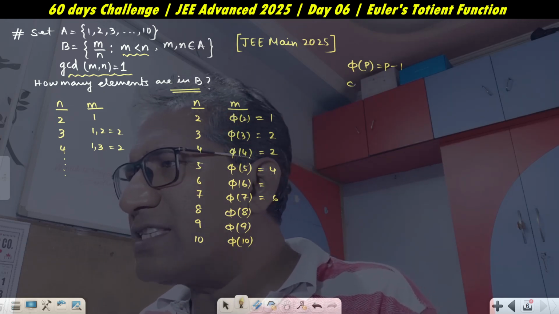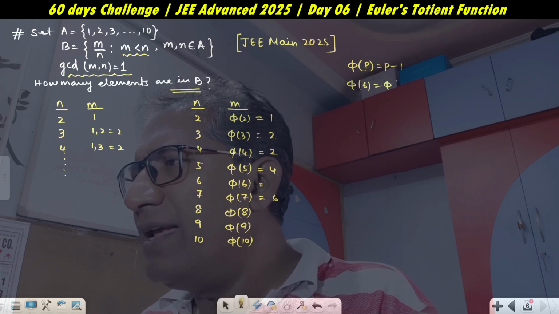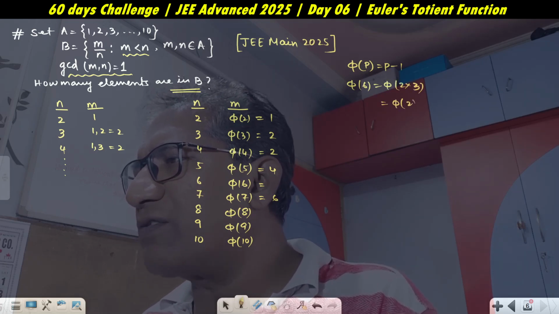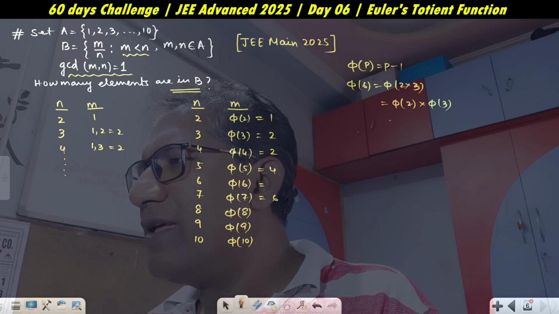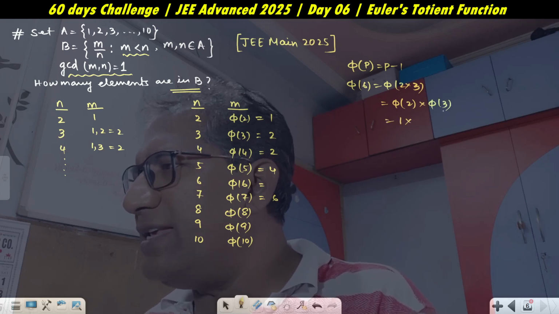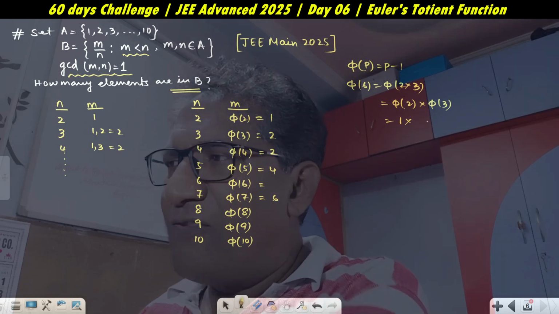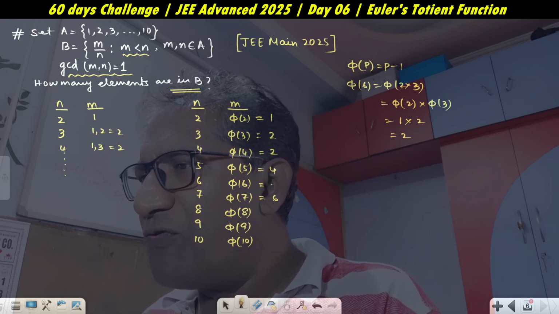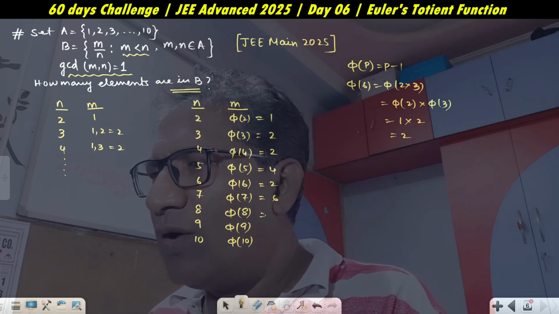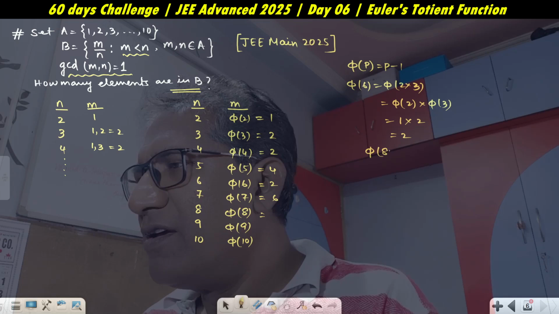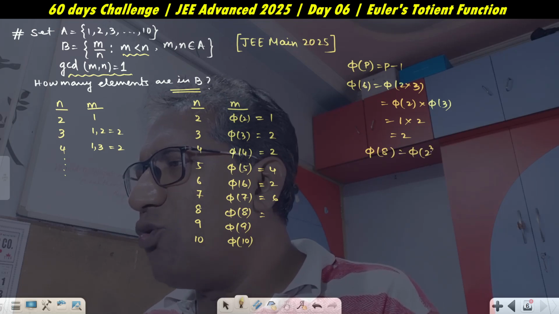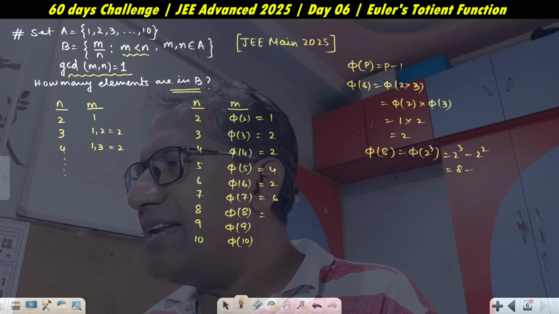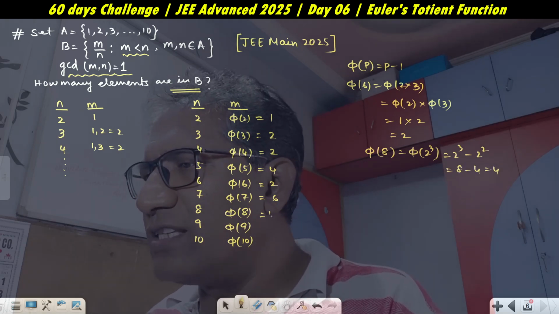So now what is phi of 6? Simple. It's phi of 2 into 3, so it is phi 2 into phi 3. Phi 2 is 1. Phi 3 is prime, so phi 3 will give us 2. So it is 2 only. So phi 6 is nothing but 2. What about phi 8? Phi 8 is basically phi of 2 cube, so 2 cube minus 2 square. That is 8 minus 4, that is 4. So this is 4.